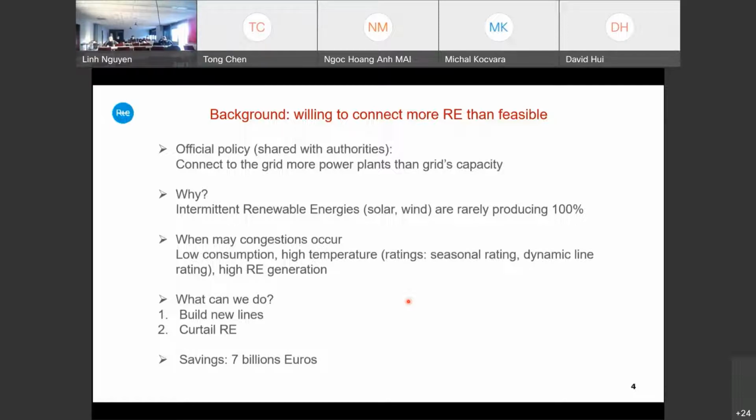So the question here is, as I said, that we have congestion when low consumption occurs. What if consumption is increasing? Of course, we have many hypotheses, and we are not sure what will happen in 10 years. But what we are sure is that renewable energy is being connected in rural areas where few people are living. So even if the consumption is higher, it will not be a dramatic increase of consumption in these areas.